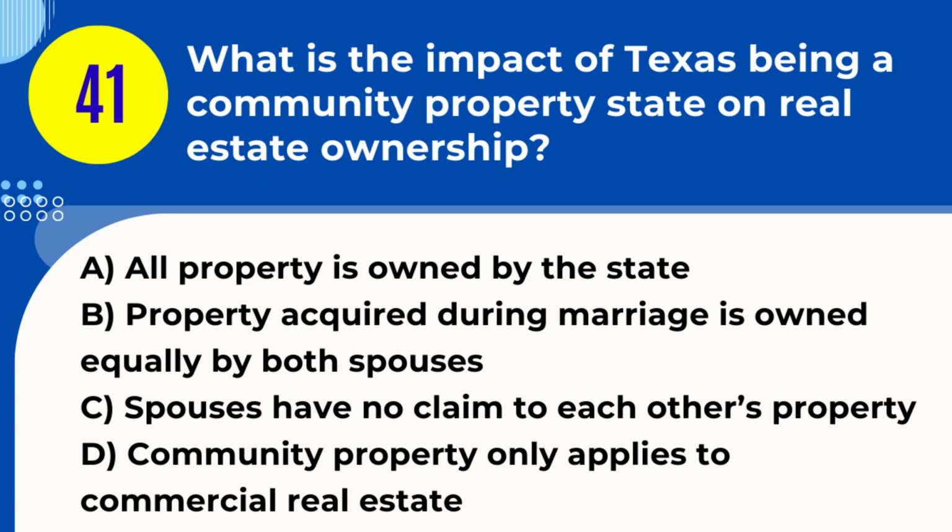Question 41. What is the impact of Texas being a community property state on real estate ownership? A. All property is owned by the state. B. Property acquired during marriage is owned equally by both spouses. C. Spouses have no claim to each other's property. D. Community property only applies to commercial real estate. Answer. B. Property acquired during marriage is owned equally by both spouses.